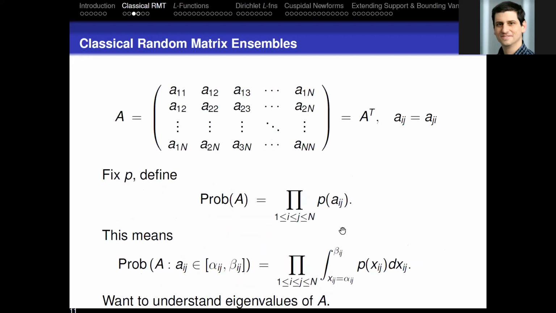And so just a little bit more explicitly, let's say we have a real symmetric matrix. So A equals A transpose, Aij equals Aji, and then the probability of the matrix is just going to be the product of the probabilities of the independent entries. So that's the main diagonal and everything above. Or even more explicitly, the probability we have a matrix where the element Aij is in an interval alpha ij, beta ij, would just be the product of integrating the probabilities in those ranges. And we want to understand the eigenvalues.